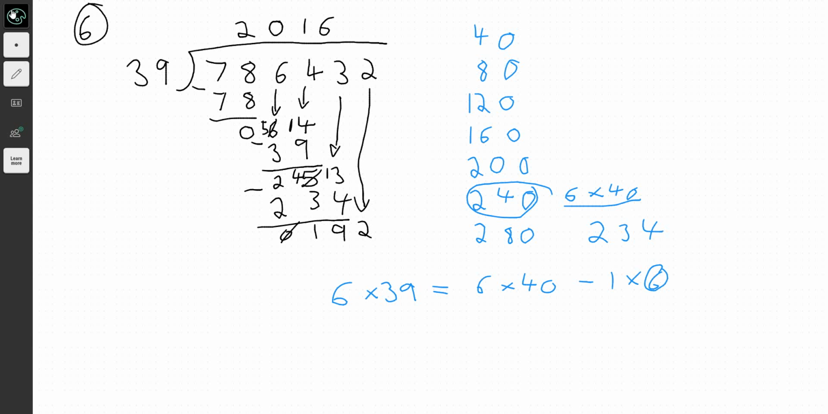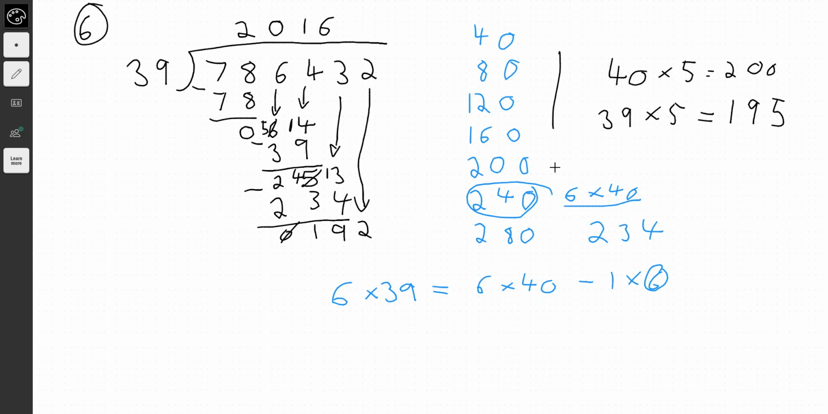So once again, we're going to come back to our 40 times tables over here, and we're going to say, what's the closest we can get to that? So 200 is pretty close. So 40 times by 1, 2, 3, 4, 5 is 200. So 39 times 5, so 39 lots of 5 is 40 lots of 5, take away 1 lot of 5. So 200 minus 5 is 195. But that's too much, which means the answer is 39 times 4, because 39 times 5 is just over what we want.